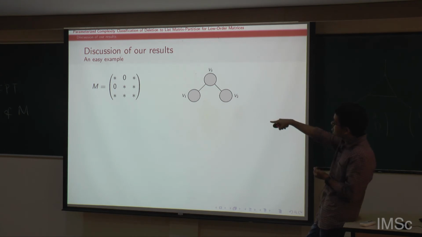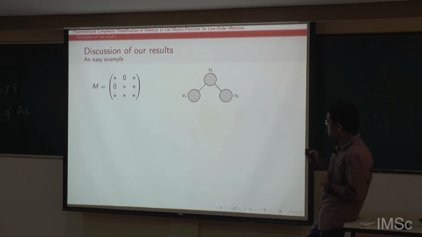And also look at the third row, M13 and M23. The entries M13 and M23 are also stars. That means we don't care about the adjacency between part 3 and part 1, and part 3 and part 2. But the entry M12 is 0, which means there should not be any edge between V1 and V2. Okay, so we look for this sort of a partition.